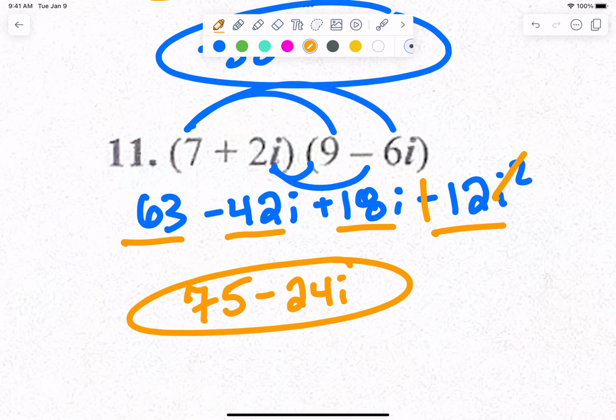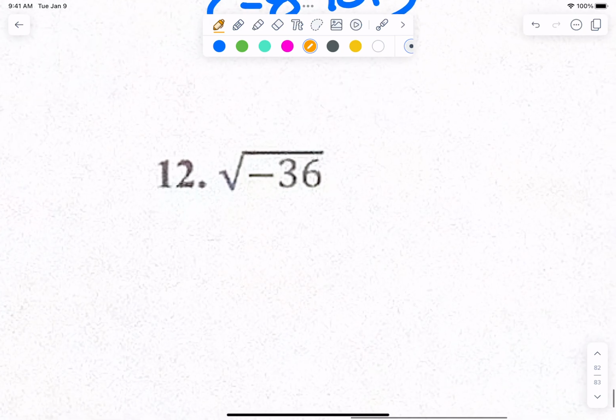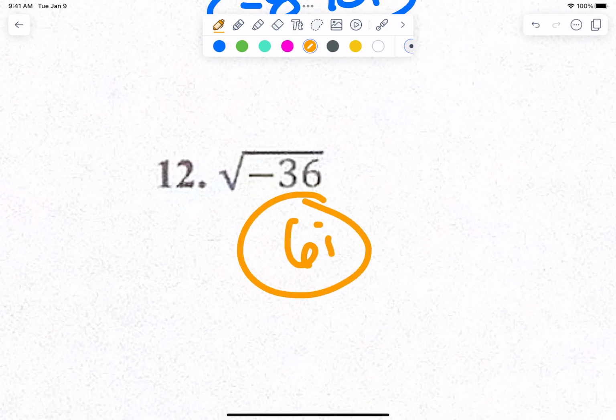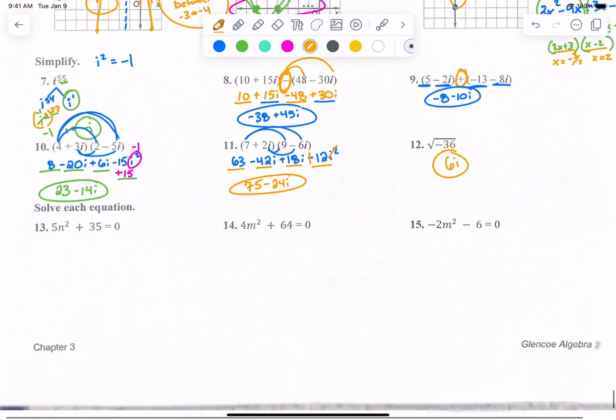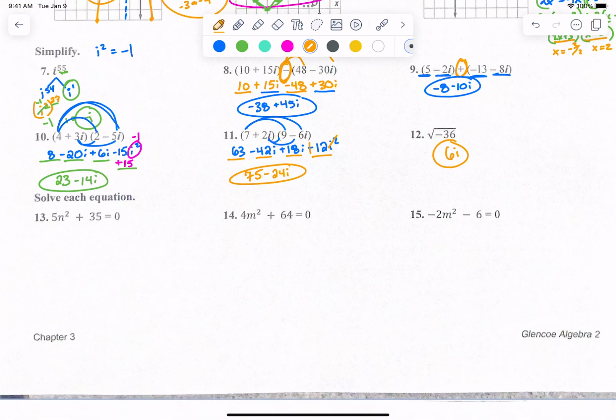Okay, 11. Did you get it? Good? All right, 12. 12 is kind of a quick, easy one. What's the square root of a negative 36? 6i. Yeah, you guys got this. It's figured out. 6i. There you go.